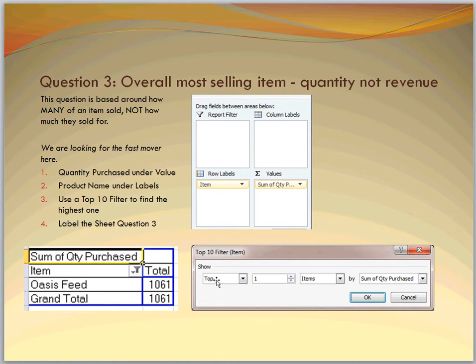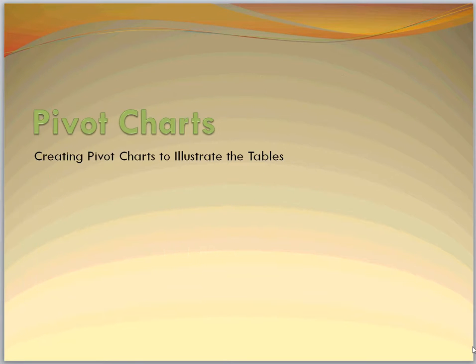Again, value filter, top 1. Okay, we've done the 3 questions. We're halfway done. Actually, more than halfway done, 2/3 of the way done. At this point now, we're going to begin the pivot charts. Pivot charts start out the same way. You still have to make a pivot table. Then once we've made the table, we create a chart off of that. It's not as bad as it sounds.